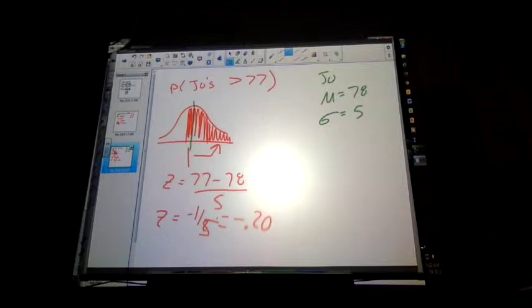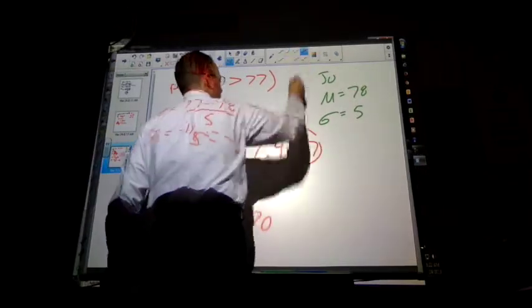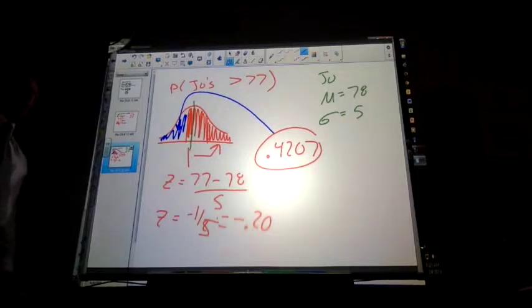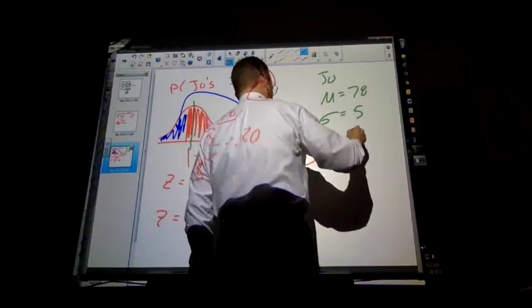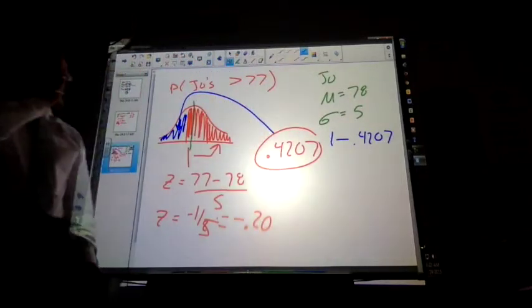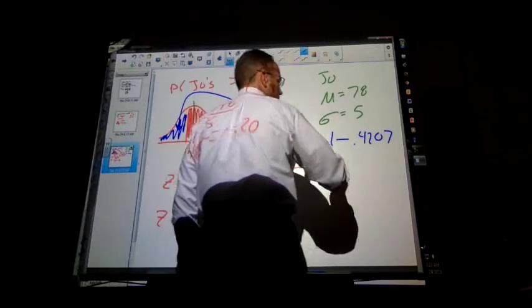Which side of the average? Okay. So I'm going to look up negative 0.2, sorry. 0.4207. So this number here indicates this area over here. In order for me to find the other area on the other side, I'm going to go 1 minus that. And that gives me what? How much? 57.93.